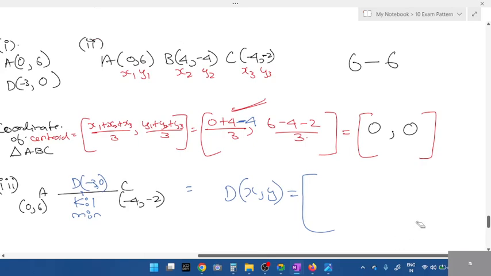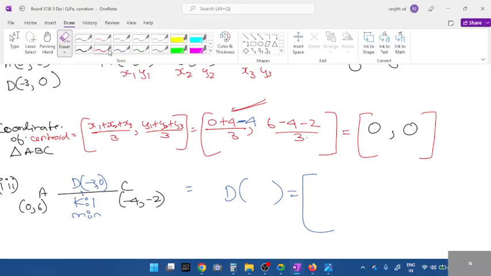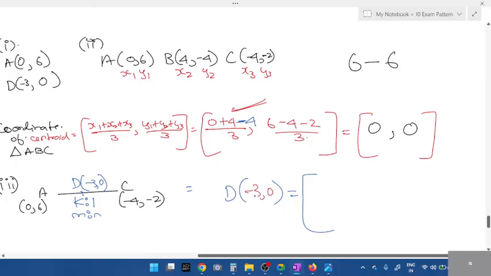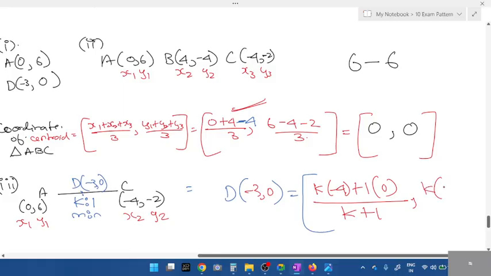Let me write it. Shall I write it directly? So we'll take the D value first. D is minus 3 comma 0, with respect to D, m into x2. This is x1, y1. This is x2, y2. What is the m value? K into x2. What is x2? Minus 4. Yes, n is 1 into what is x1? 0. Divided by K plus 1. So K into what is y2? Minus 2.